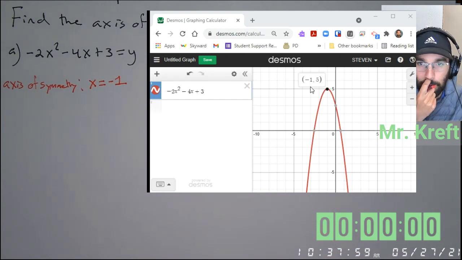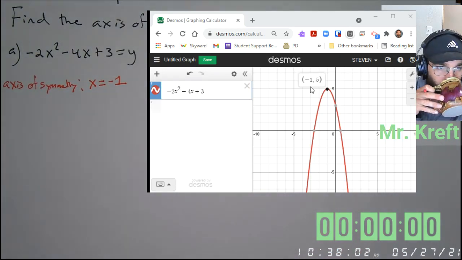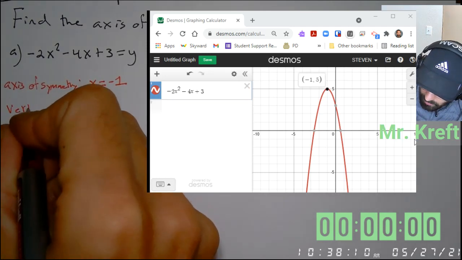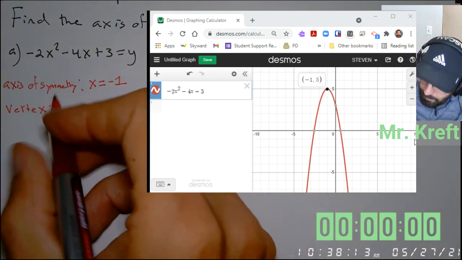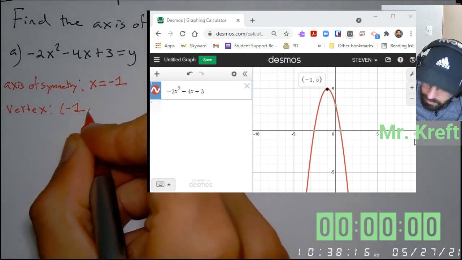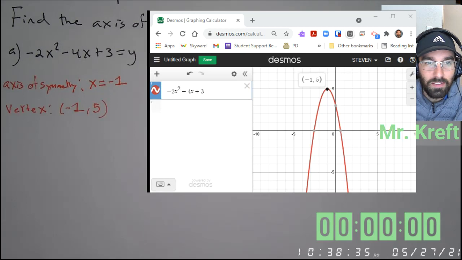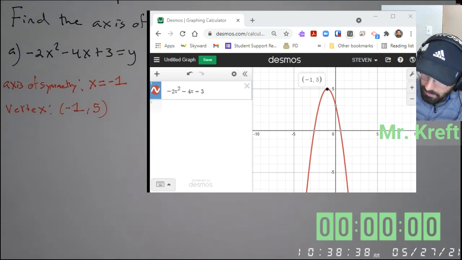And how are you guys doing with that? Are you guys doing okay with axis of symmetry? The axis of symmetry is the same as the x value of the vertex. So our vertex is going to be -1 and 5. Again, I really do believe that using the graphing calculator is the easiest way to do this. If you guys have any questions about the graphing calculator, what we're looking for, or how I did it, just let me know and I'll help you out. Because if you guys don't say anything, then I'm just going to assume you get this.